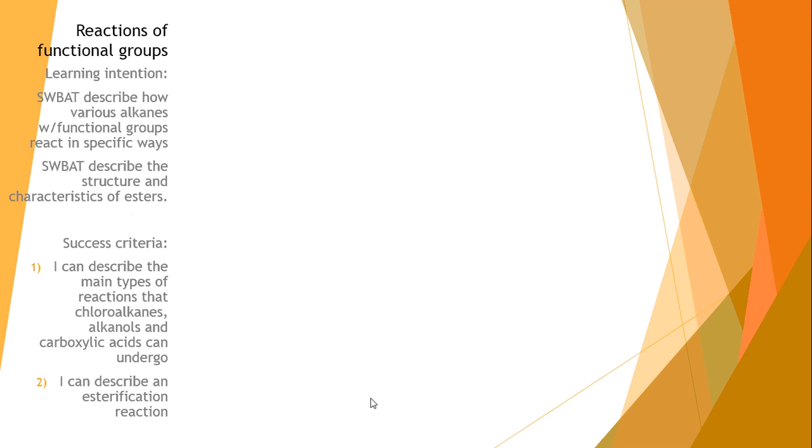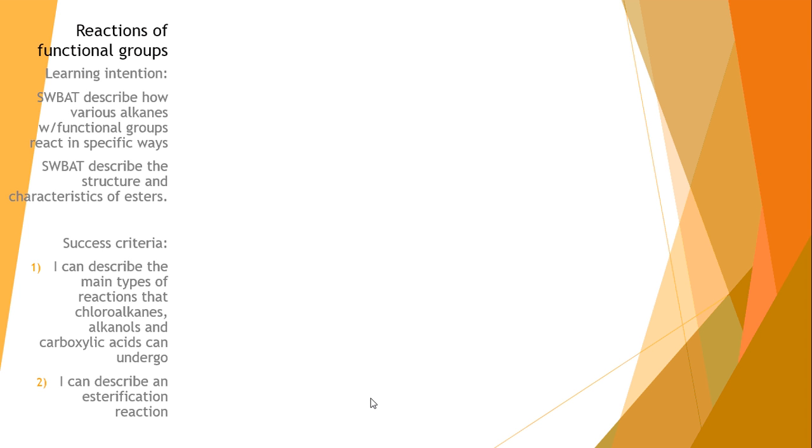So the learning intentions today are that you will be able to describe the various alkanes and their functional groups and how they react in specific ways. You will also be able to describe the structure and the characteristics of esters. Esters is towards the end, it's 10.4, and it's very important for the culmination of reactions in organic chemicals.